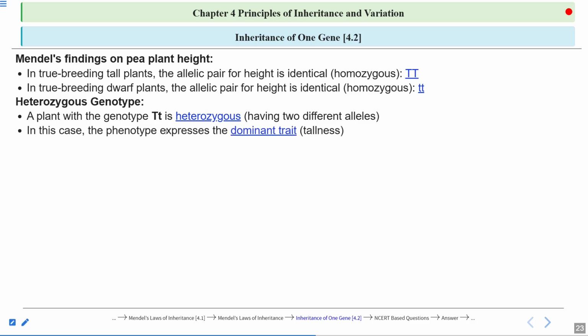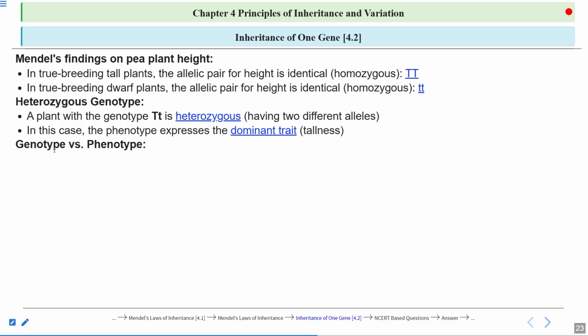Now in this case, what will be the phenotype in capital T small t? Here the dominant trait will be expressed. Tallness is the dominant trait, so all the plants with capital T small t will be tall, because tallness is a dominant trait.